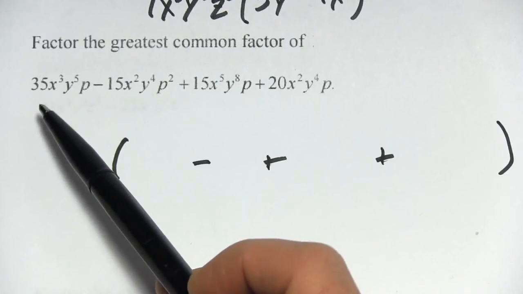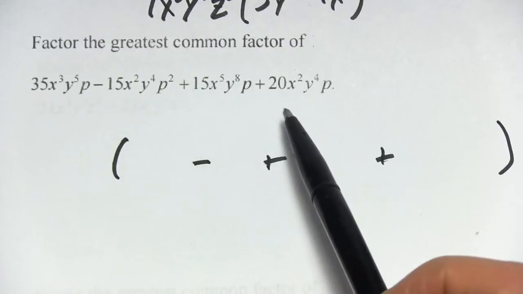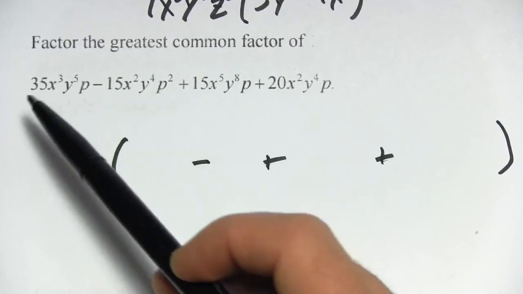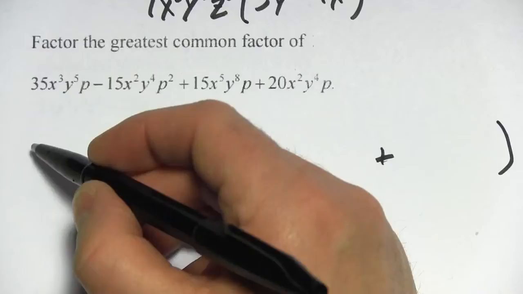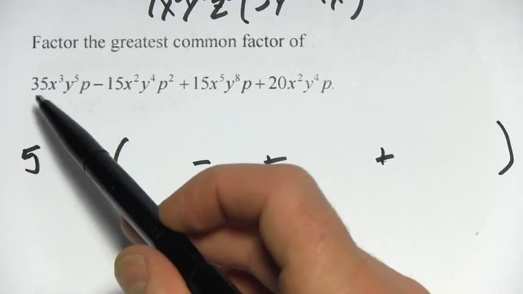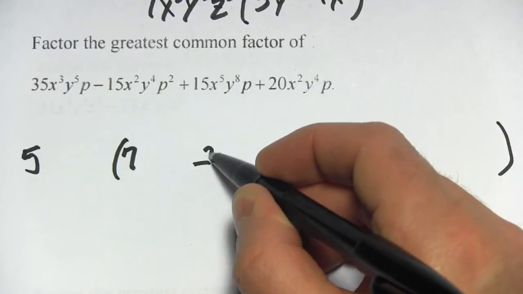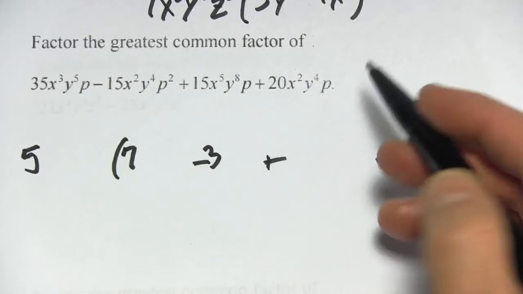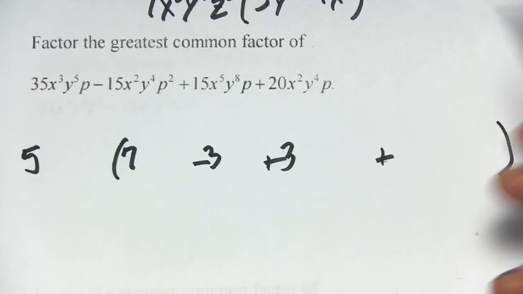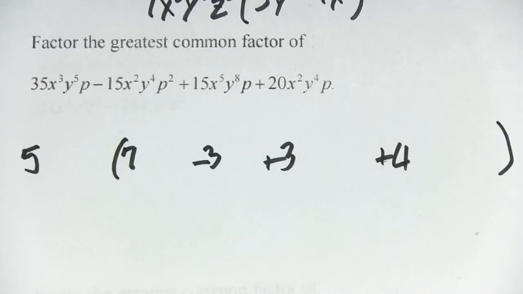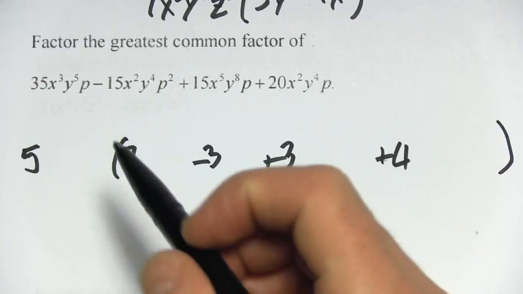So for the numbers, I've got 35, 15, 15, 20. Looks like they're all divisible by 5. So I think I'll try that. So 35 divided by 5 is 7. 15 divided by 5 is 3. 15 divided by 5 is 3. And 20 divided by 5 is 4. Okay? Let's go on to the x's.